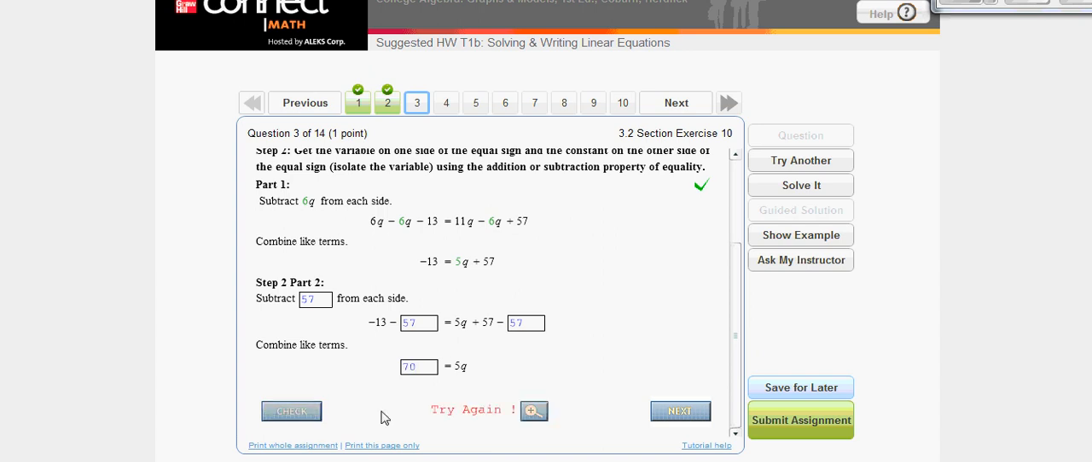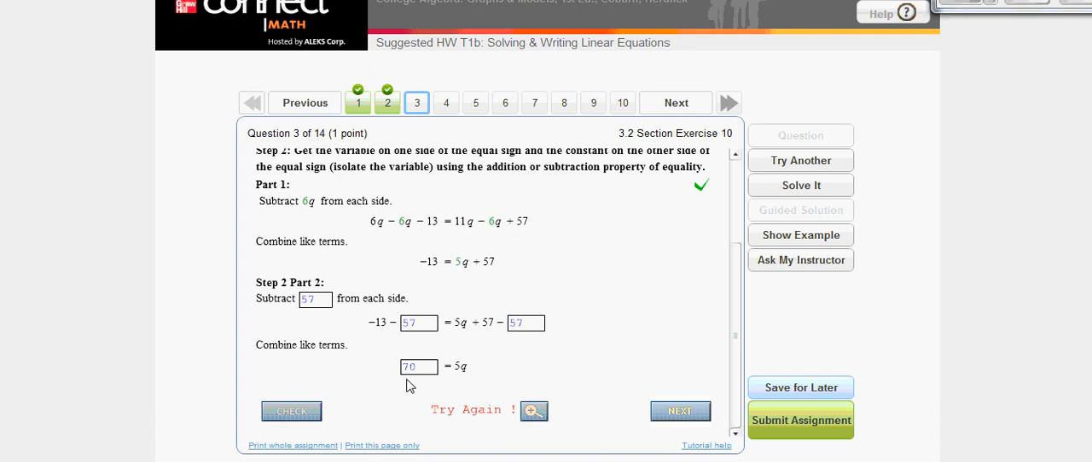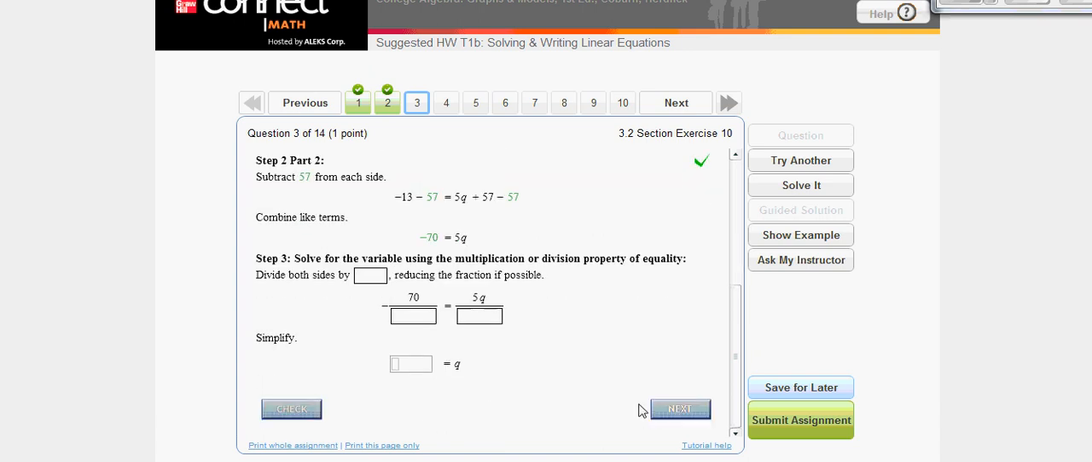I click check, and once again, if I would have had it right, it would have popped up with a little green arrow and moved me on. But I don't have it right, so I say try again. It shows me, oh, you got everything right there, but that right there you did incorrectly. So I close it, I take a look at it again, I modify my solution, and I check, and bingo, I get the check mark.